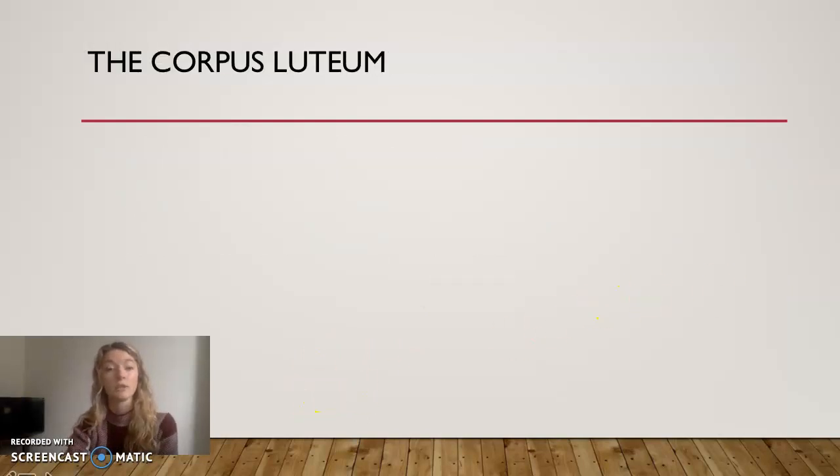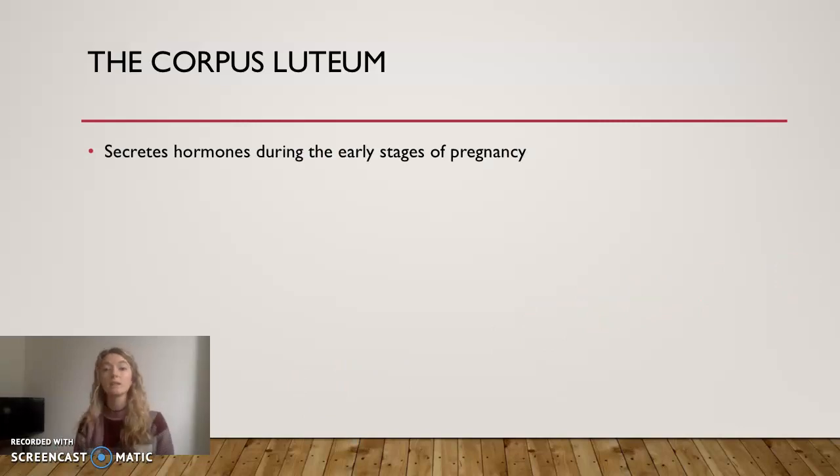One of these critical structures is the corpus luteum. The corpus luteum is a ruptured follicle that has been transformed into a structure that secretes hormones that are necessary in the early stages of pregnancy. One of the hormones secreted by the corpus luteum is progesterone, which plays many critical roles in menstruation and also in embryonic development.